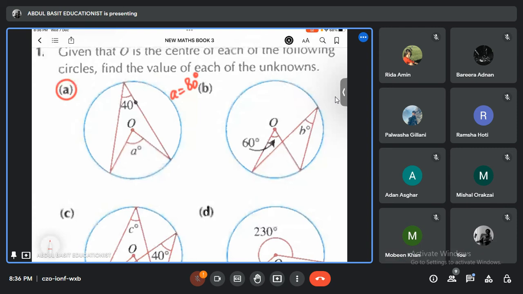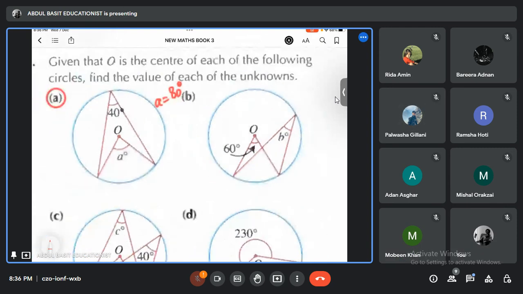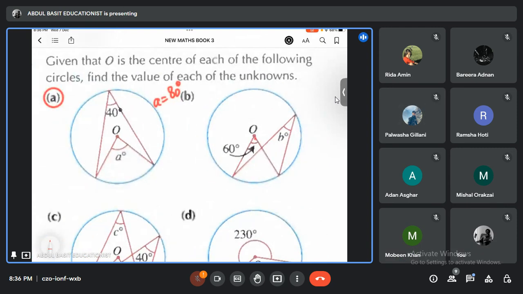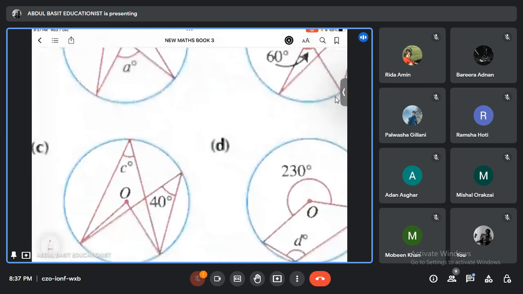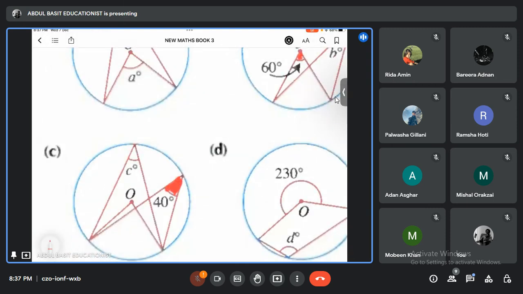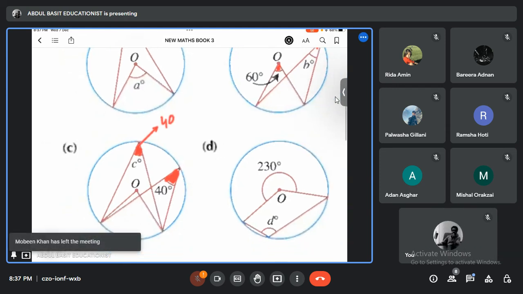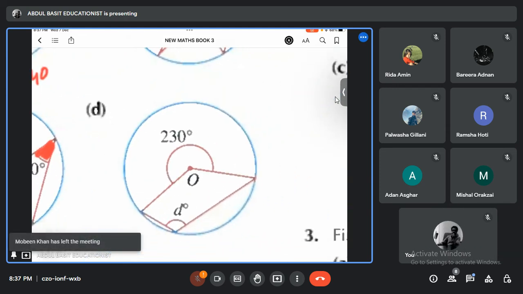Okay, Palvasha, look at part B. The center angle is 60 degrees, so the angle at the circumference would be 30. Very good, half of it. Well done. Isa, if this angle is 40, what would this angle be? Isa is not here. Rida, your turn. C would be what? Is it 40? Yes, very good. Alternate segment theorem.